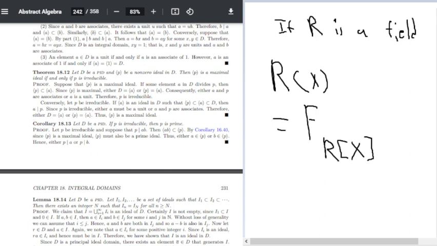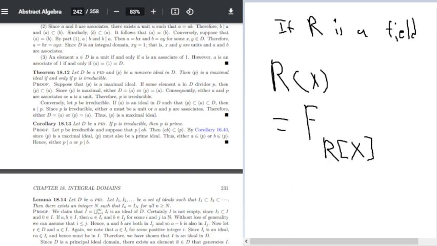So proof. Suppose that the ideal generated by p is a maximal ideal. If some element a in D divides p, then the ideal generated by p is a subset of the ideal generated by a. Since the ideal generated by p is maximal, either D is equal to the ideal generated by a, or the ideal generated by p is equal to the ideal generated by a. Consequently, either a and p are associates, or a is a unit. Therefore, p is irreducible.